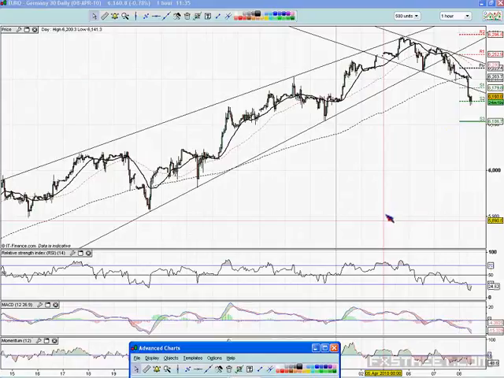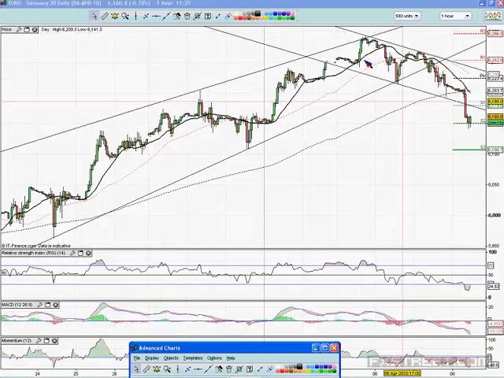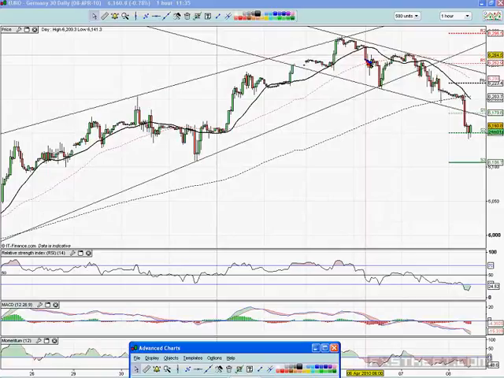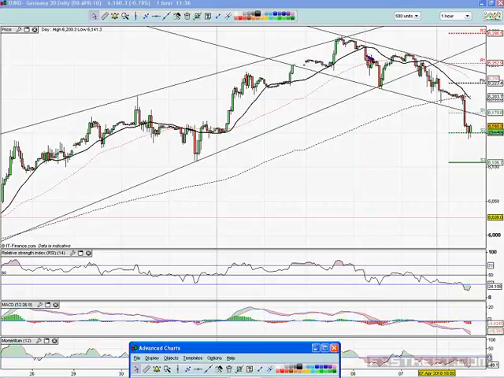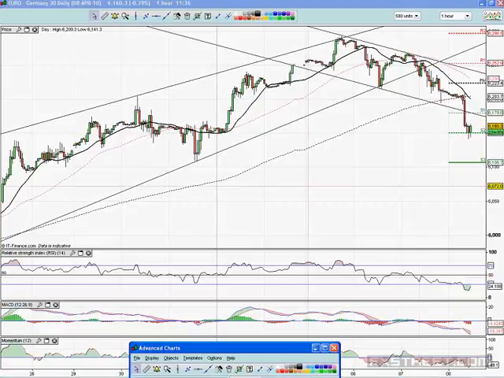Going back to the hourly chart. Okay, we've got this ascending wedge formation. Towards the top, it moved under the 20 SMA, which is our first signal that the trend may be changing. We then made a lower high. Okay, breakout. Really, we've been bearish on the DAX since.